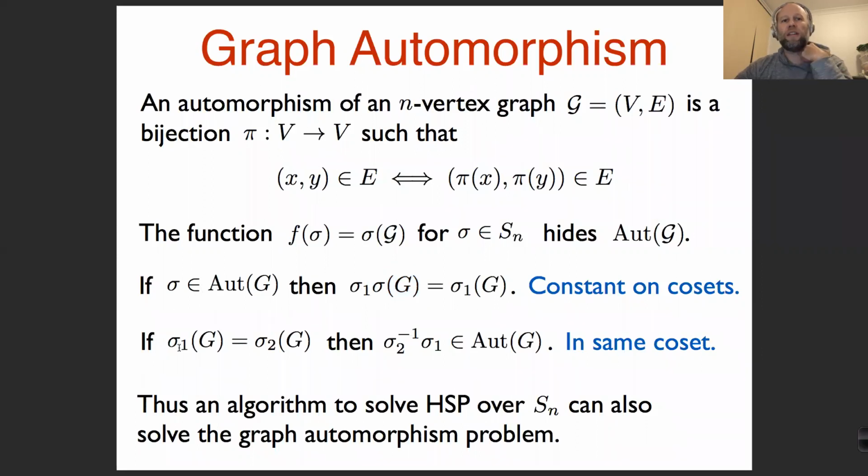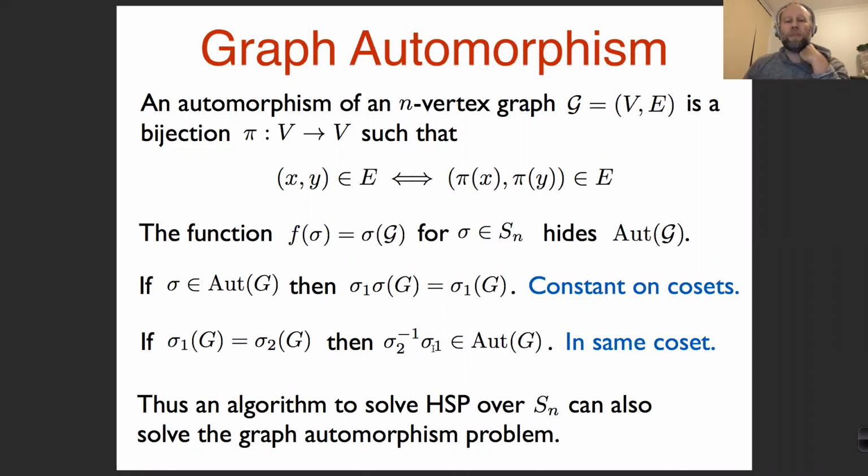Okay, on the other hand, let's suppose that for two different permutations, sigma 1 of G was equal to sigma 2 of G. Well, that means that sigma 2 inverse times sigma 1 is going to preserve G, right? So if I just multiply both sides of this equation by sigma 2 inverse, then the right-hand side just becomes G. So that means that sigma 2 inverse times sigma 1 is in the automorphism group of G.